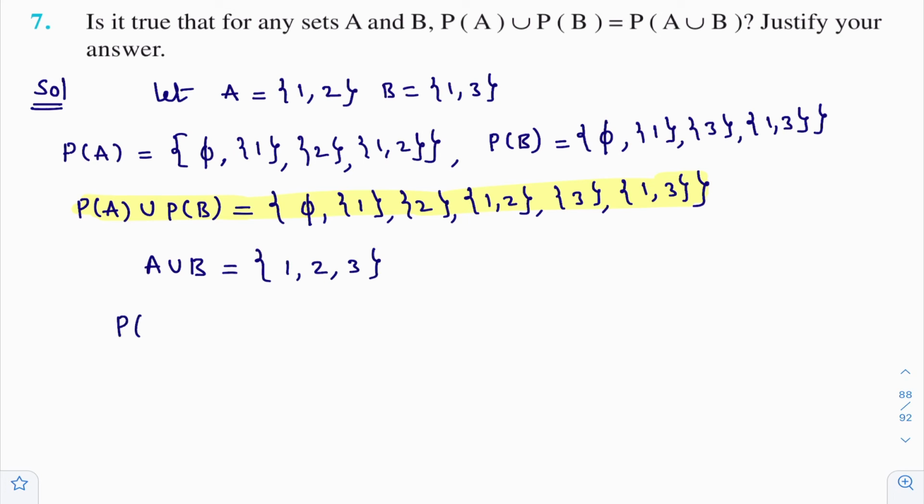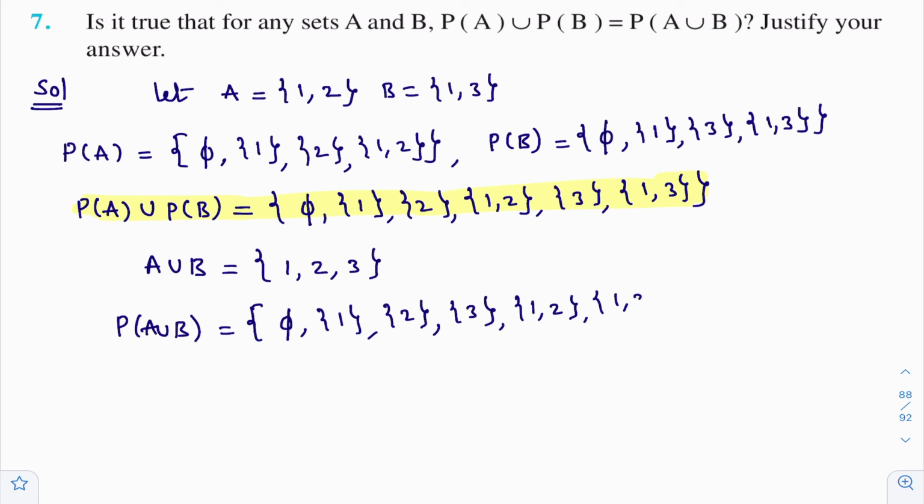Now I need to write P of A union B. P of A union B means the power set of A union B, the set of all the subsets of A union B. So we know that the empty set is a subset of every set. First I'll write that. And singleton set {1} is there in P of A union B, singleton set {2} is there, singleton set {3} is there. And 2-element subsets for set A union B. What I am doing is writing all the subsets of this set: {1, 2}, next {1, 3}, next {2, 3}, next {1, 2, 3}.